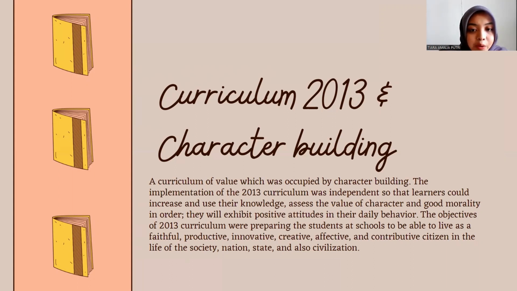Next is Curriculum 2013 and character building. The 2013 curriculum was a curriculum of value which was occupied by character building. The implementation of the 2013 curriculum was independent so that learners would increase and use their knowledge, assess the value of character and good morality, in order that they will exhibit positive attitudes in their daily behavior. The objectives of the 2013 curriculum were preparing the students at schools to be able to live as faithful, productive, innovative, creative, effective, and contributive citizens in the life of the society, nation, state, and also civilization.